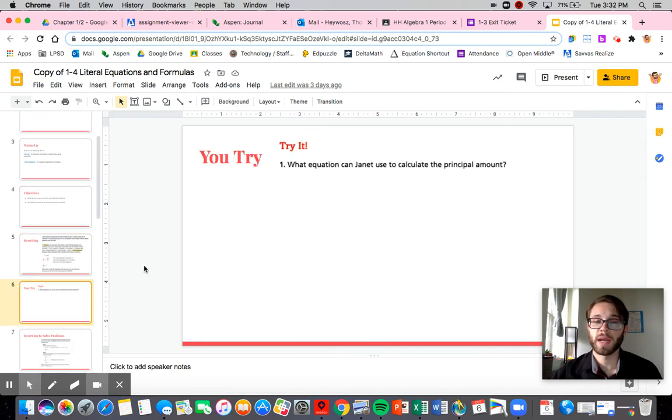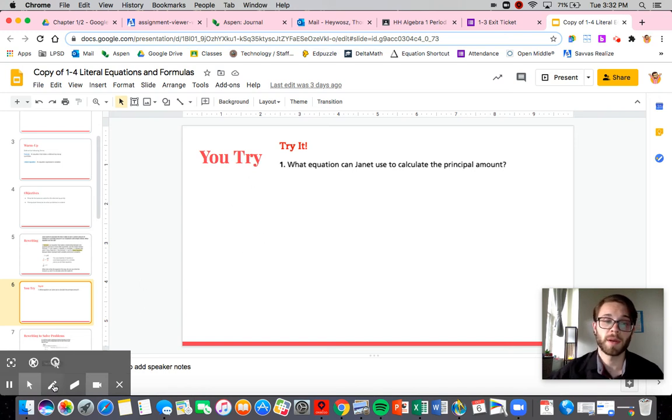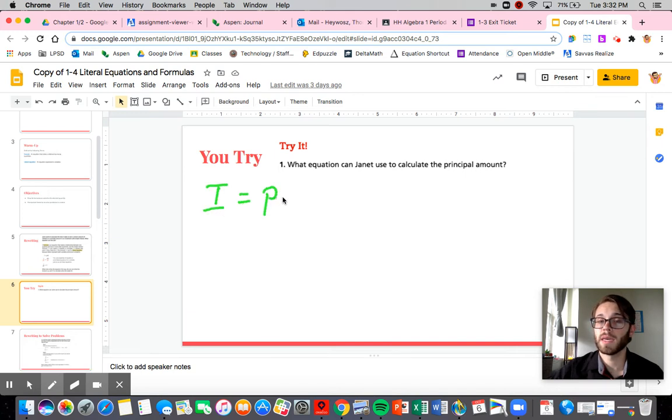But before we do that, I want you to try one. So it's asking us to calculate the principal amount. So you want to write the equation that calculates the principal amount. And as a reminder, the equation that you were starting with is I is equal to PRT. And now we want the principal amount. So you can solve that now.